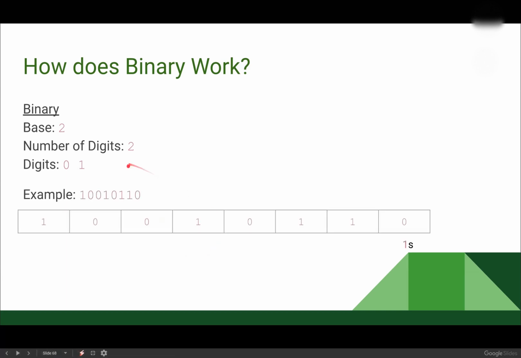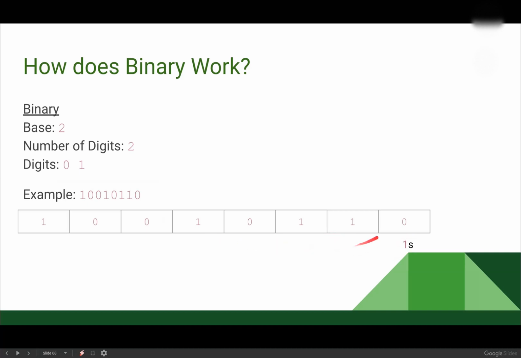Now, let's look at a number in binary. 1, 0, 0, 1, 0, 1, 1, 0. So let's break it up into each of the numbers. Our rightmost number is always going to be our ones place. No matter what, that rightmost digit is always going to represent how many ones we have.